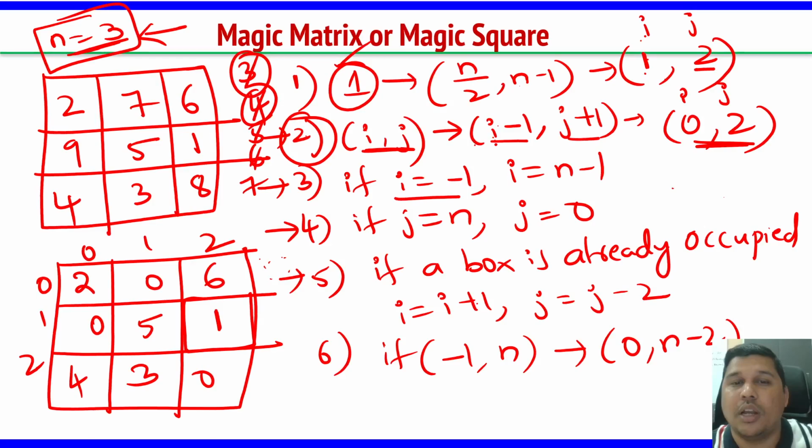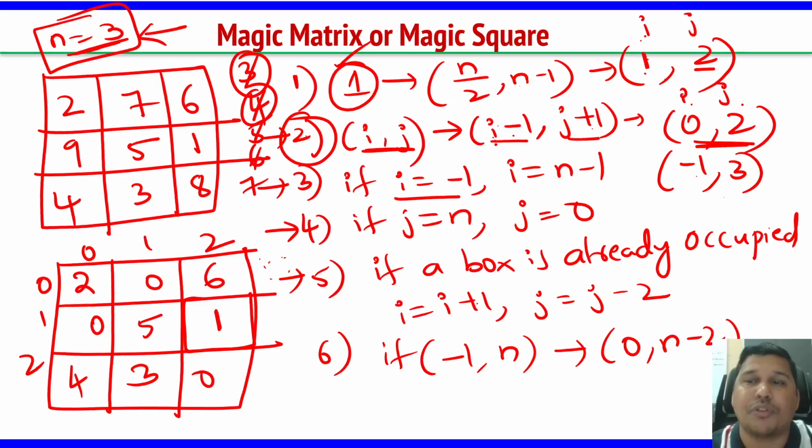What is the second rule? If the previous number was at I comma j, then the next number should be at I minus 1, j plus 1. I minus 1 means 0 minus 1, it becomes minus 1. J plus 1 means it becomes 3 in this case. Now I has gone out of range, j has also gone out of range. Go to rule number 6.